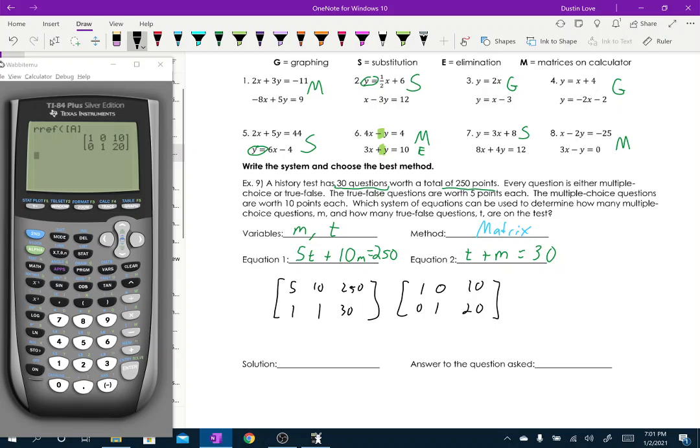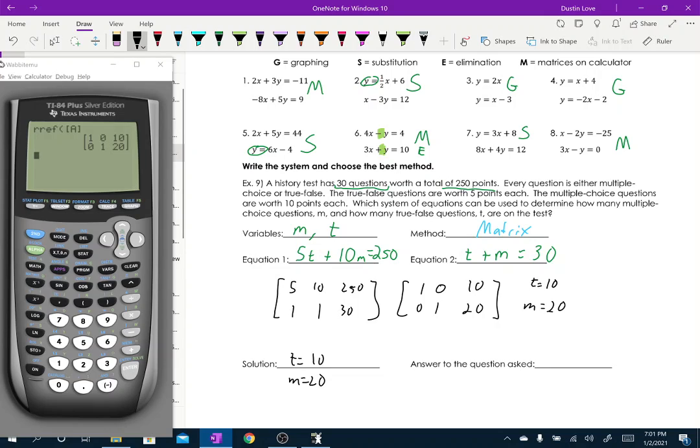So let's see, I had T first, so true, false, there are 10. Multiple choice, there are 20. So actually, I probably better write that here. True, false questions are 10. Multiple choice are 20. And then answer to the question asked.